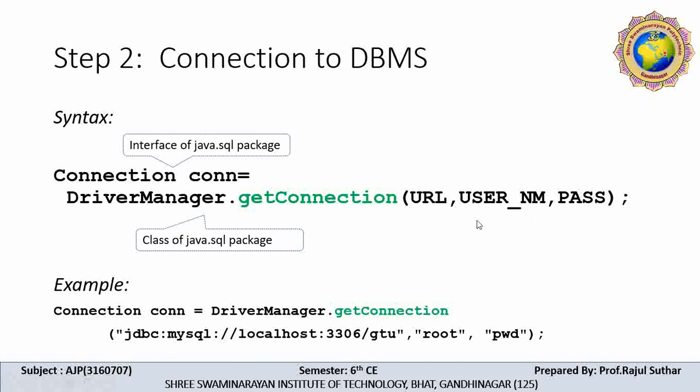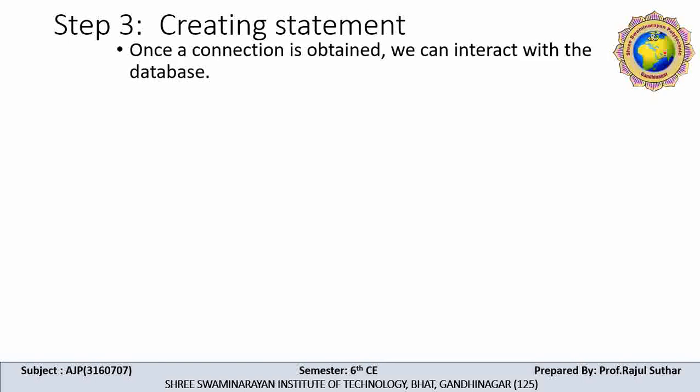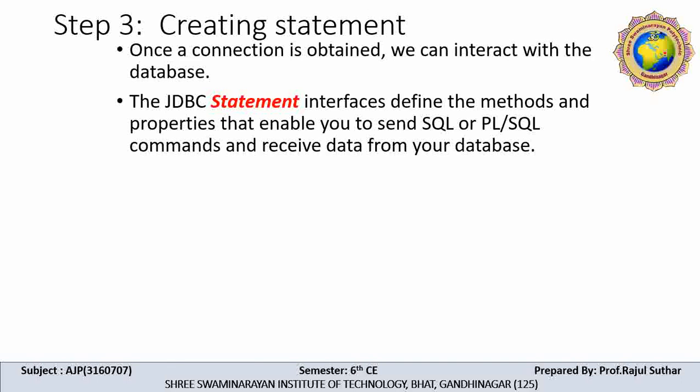We covered the username. We are using the Oracle or MySQL driver, so the username is root, and we require the password. In the password we fill the PWD. So this is a simple example of connecting to the database and creating the statement. For creating the statement, once the connection is obtained, we can interact with the database. The JDBC Statement interface defines the methods and properties that enable you to send SQL or PL/SQL commands and retrieve the data from your database.